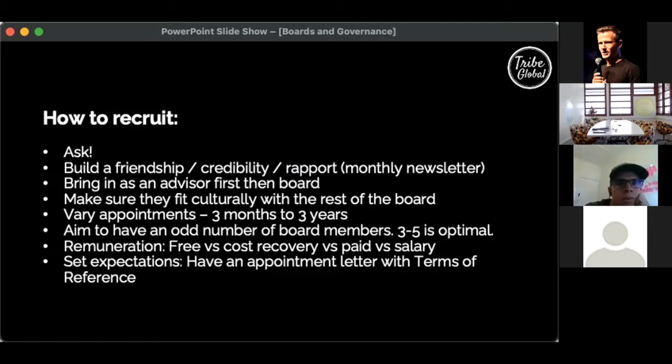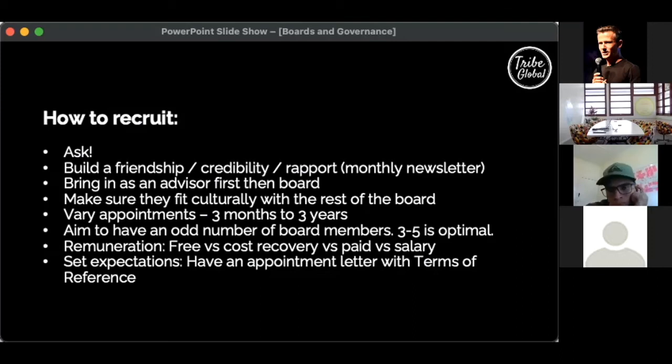You can get feedback from others about who's on their boards. Ask in the investor circles that you want to raise from one day. Start doing some research. If you want to be invested in by Blackbird, who's typically on the boards that Blackbird invests in? That's a good signal of the type of person to put on your board.